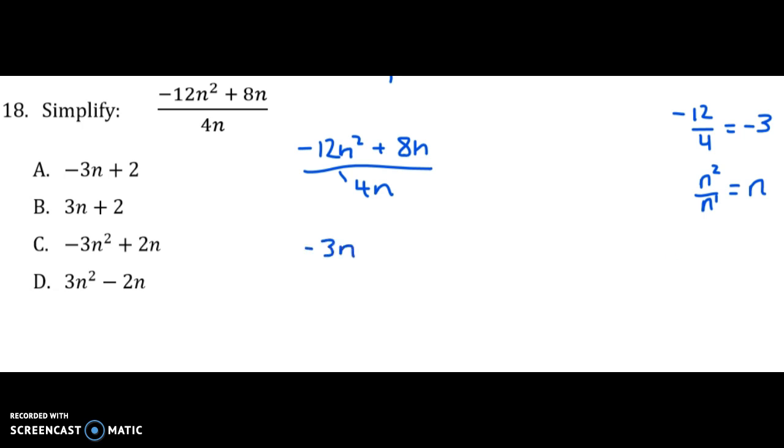Then if I look at 8n divided by 4n, those two n values would just divide to give me 1, so I can cancel those out. And 8 divided by 4 would be 2. So I'd be looking at negative 3n plus 2. And that would be my solution once I've divided.